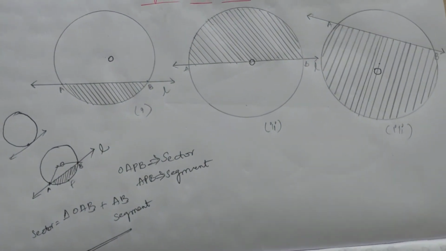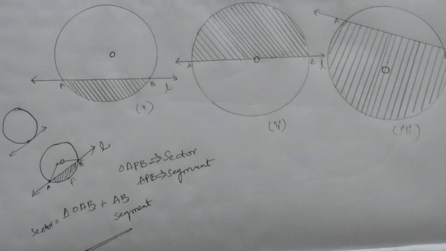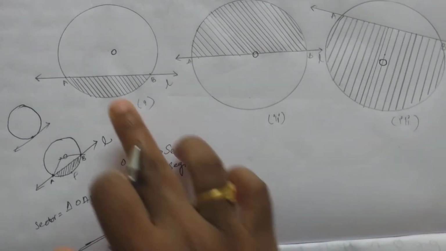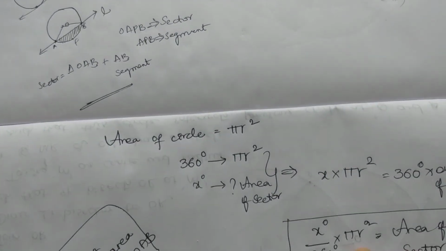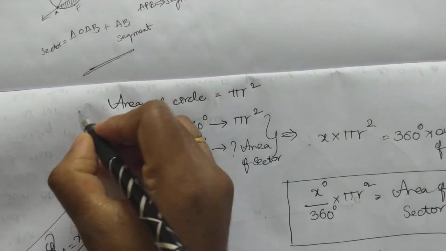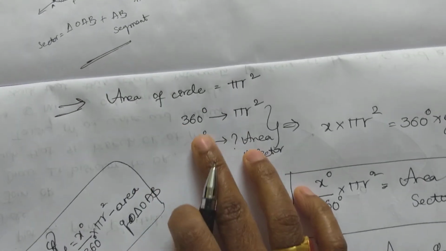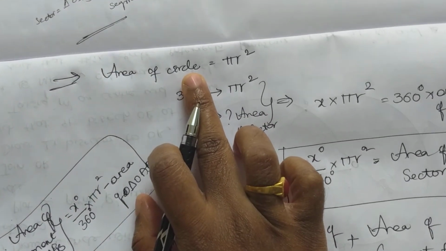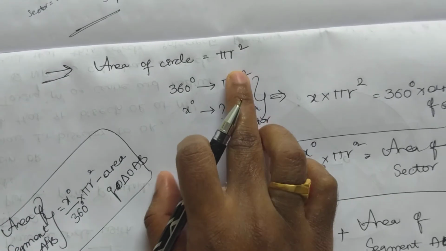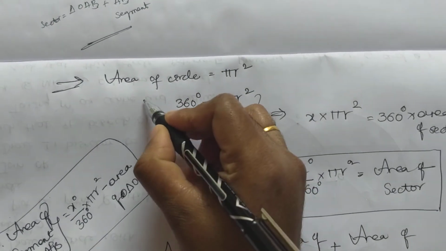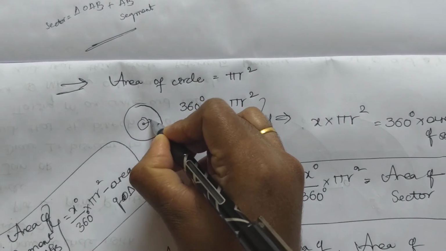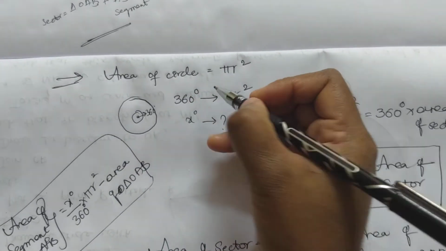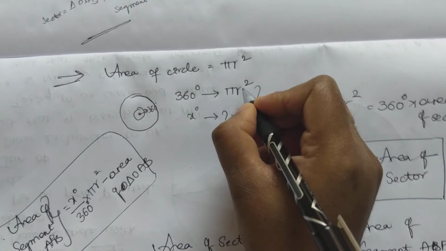Now I am going to derive the formula for the area of the segment. How are we going to find out this shaded part area? For this, I have taken the formula which we know: the area of a circle is pi r square. In a circle, the angle formed at the center is 360 degrees. So for 360 degrees, it is pi r square.